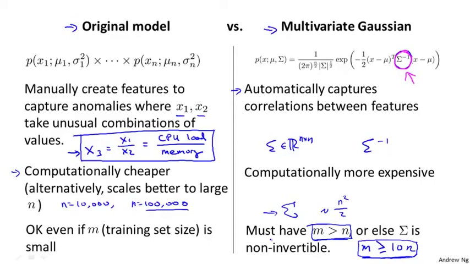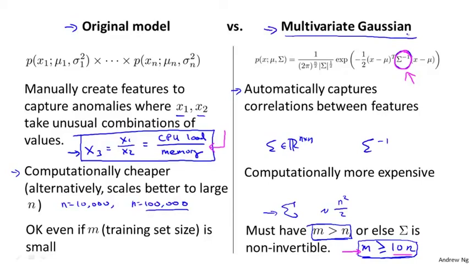So in practice, the original model shown on the left is used more often, and if you suspect that you need to capture correlations between features, what people will often do is just manually design extra features like these to capture specific unusual combinations of values. But in problems where you have a very large training set, where m is very large and n is not too large, then the multivariate Gaussian model is well worth considering and may work better as well, and can save you from having to spend the time to manually create extra features in case the anomalies turn out to be captured by unusual combinations of values of the features.